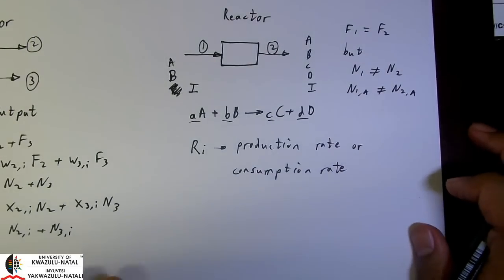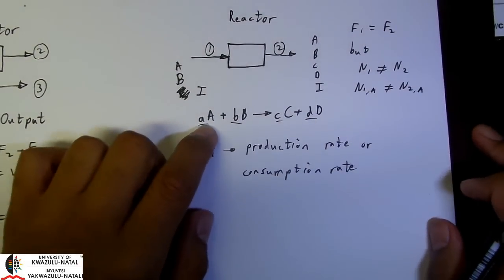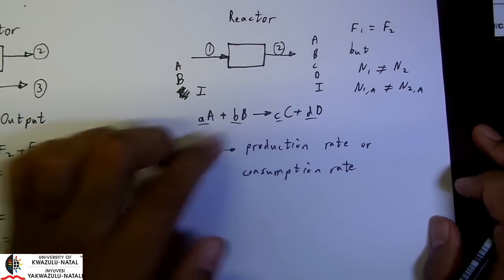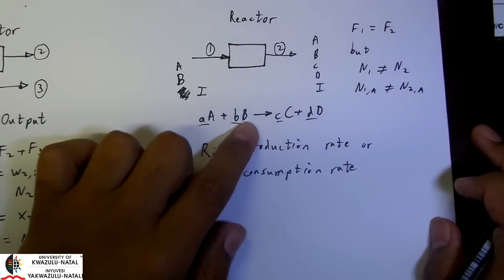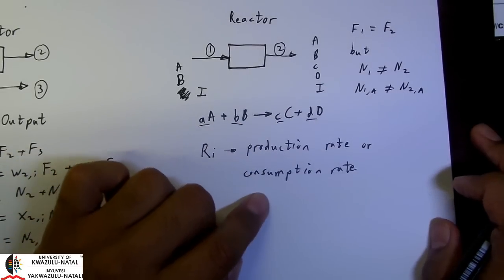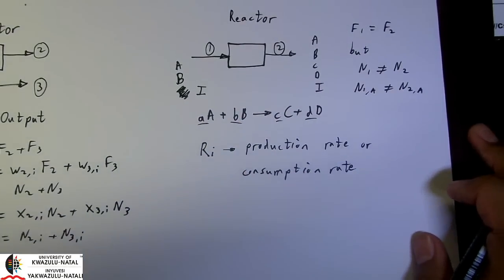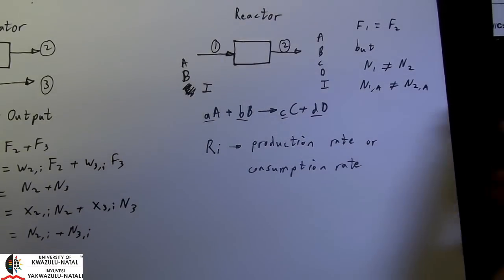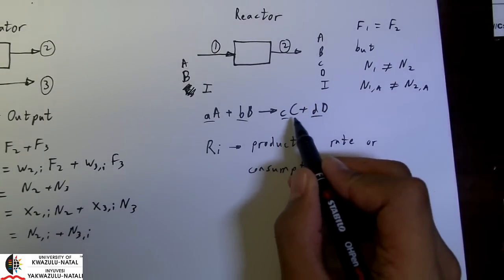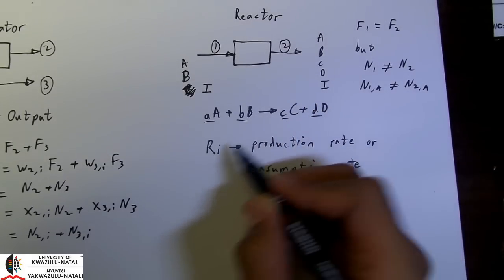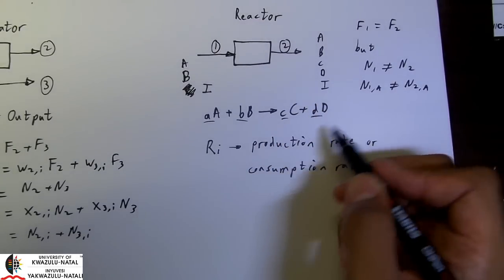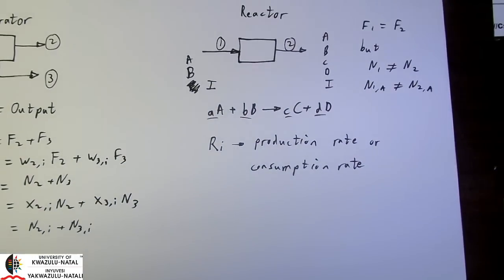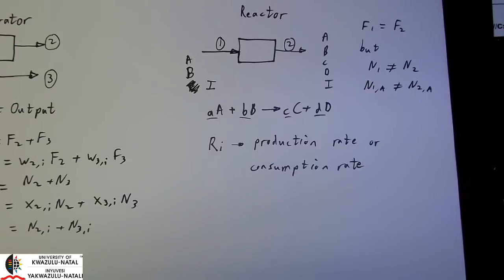If we are speaking in terms of our reactants A and B, then R of A and R of B will be a consumption rate because A and B are being consumed. They're being used up. If we are talking about C and D, then R of C or R of D will be a production rate because C and D are being produced.